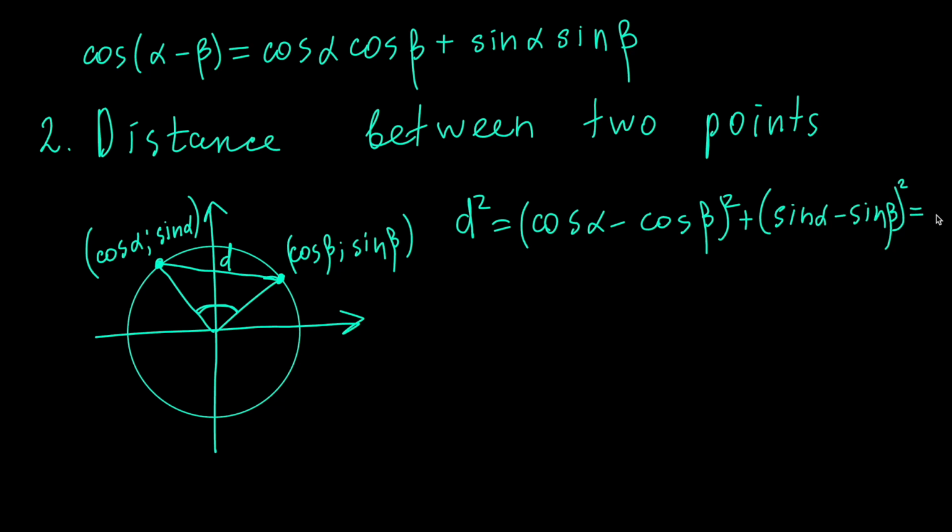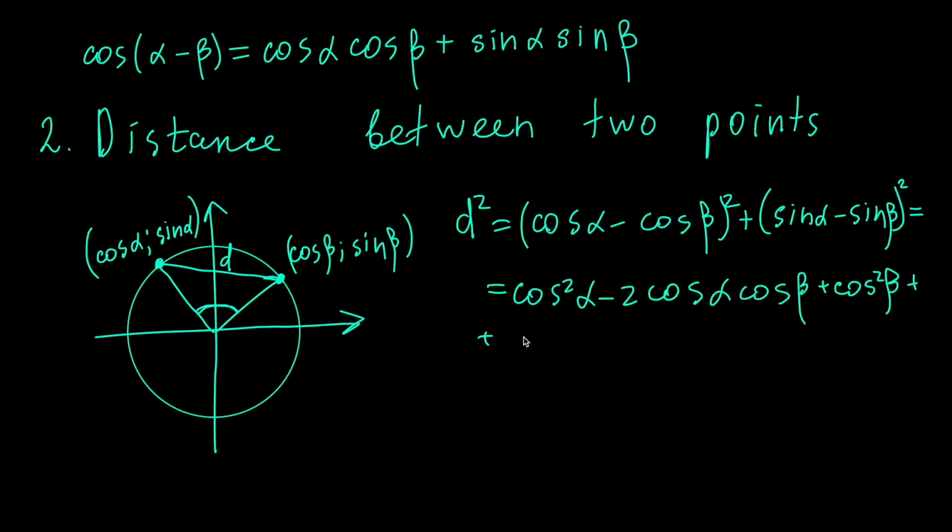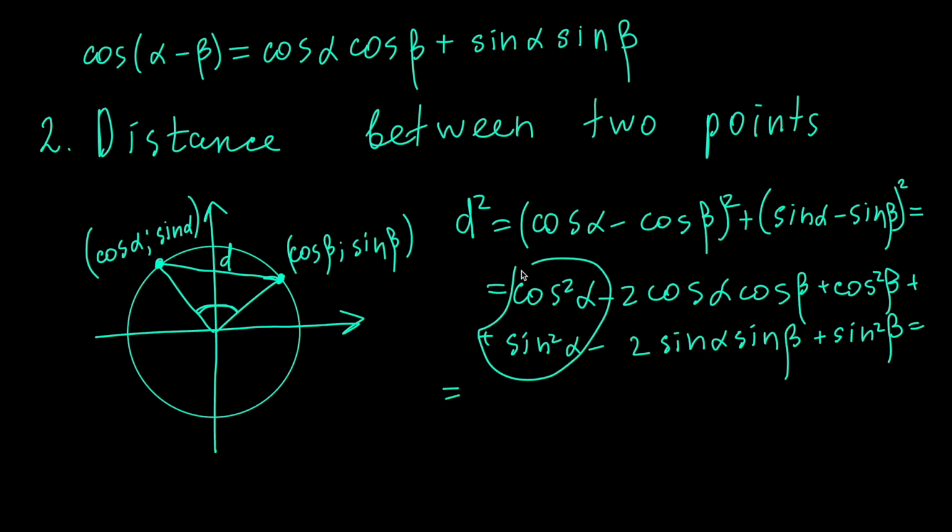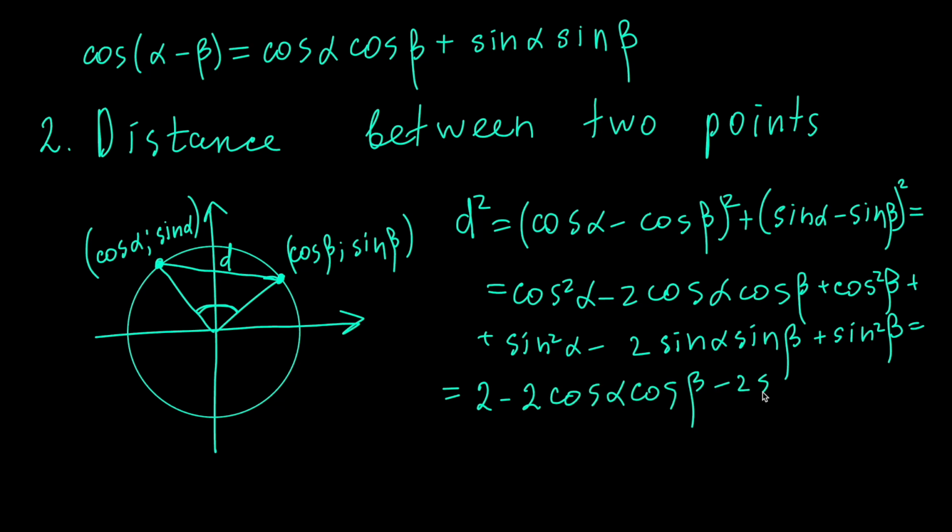And if we now open the parentheses, then we will have cosine squared minus 2 cosine cosine plus cosine squared, and something similar for the sines. This is equal to 1 and this is also equal to 1. So we're gonna have 2 minus 2 times cosine cosine minus 2 times sine sine.